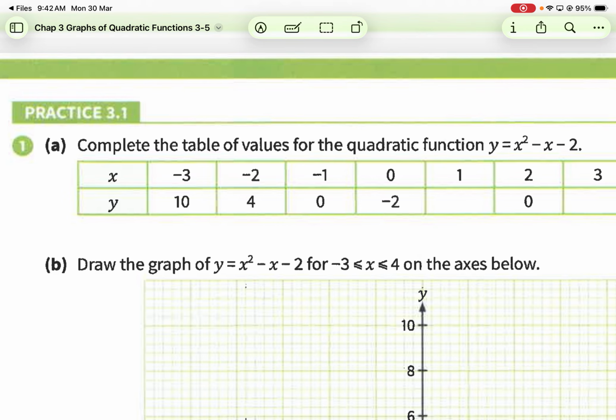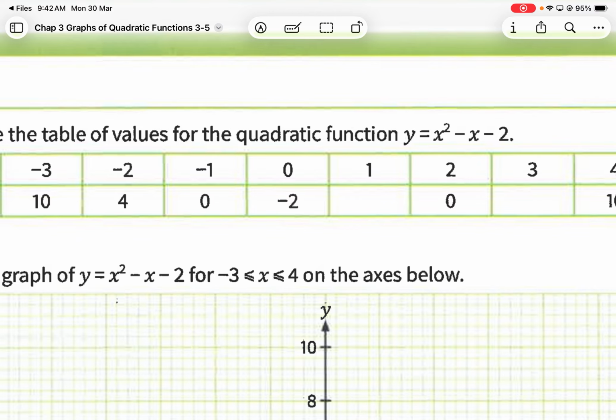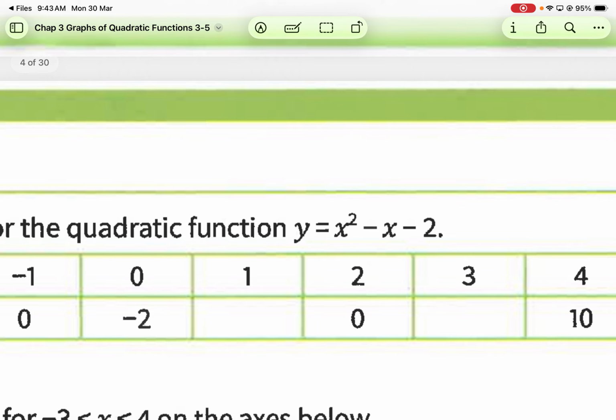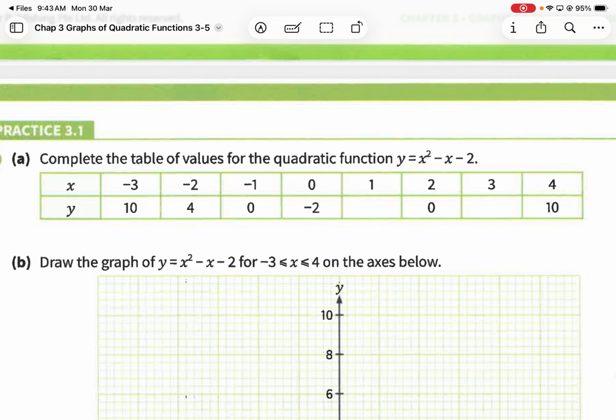So just like your linear function from last year, you will always have an equation. So this time it is still a function, but this time it is quadratic, so your equation now has x squared inside. How the question works is the same as your linear function. After the equation, you still have a table.